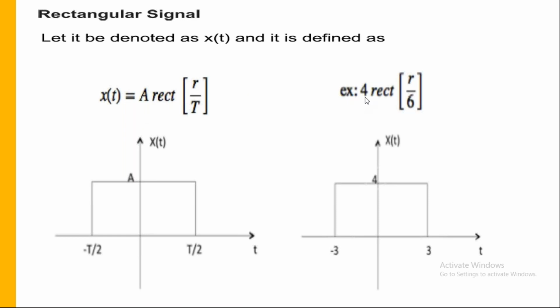Now as an example, in general we can represent this rectangular function like this: 4 rect of t by 6. Here this 4 represents the amplitude of the rectangular pulse, and 6 represents the period of the rectangular pulse. Again, you can use the same condition. The total period is 6, so I can write minus 3 to 3. That means we are representing this rectangular function in a symmetrical manner on either side along the x-axis. So that's how you can represent this rectangular signal.